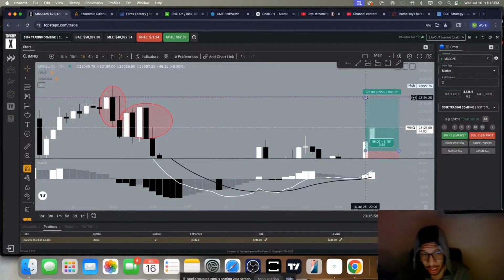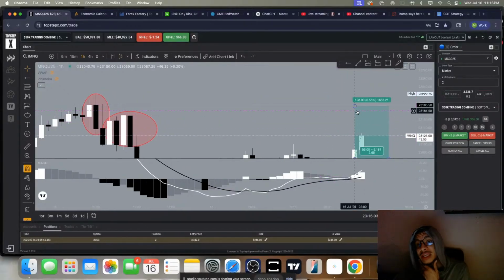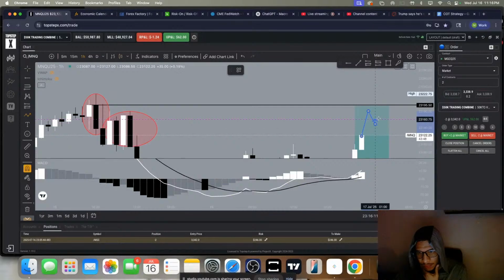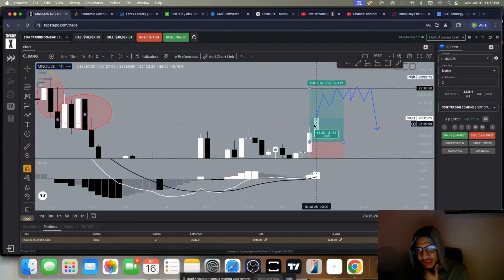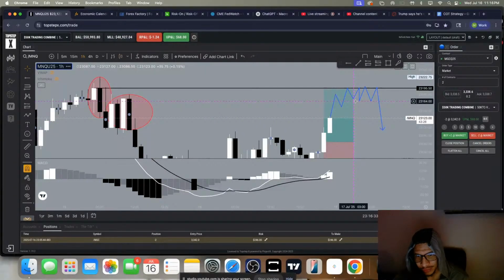And so if we break this area, I'm convinced that we're going to keep going higher. If we move towards this area and then we start doing something like this, right? I'm convinced this thing is going to drop. If we get to this area and then we start just moving sideways, I'm convinced that this thing is going to drop.